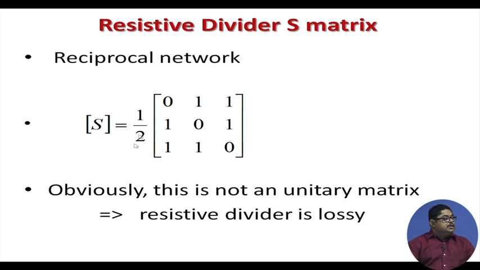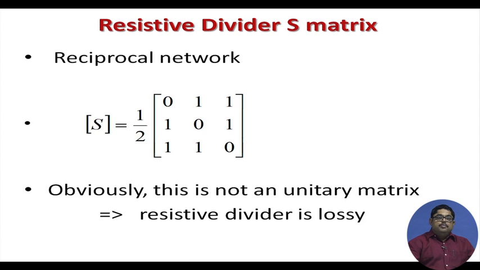Now, we can write like this from all that knowledge. Obviously, this is a lossy device, that means power will be lost inside the resistive divider also. And obviously, this is not a unitary matrix because this is a lossy device. So, you do not have unitary, do not try to find the unitary property here. 1 square plus 1 square, that is 2, not equal to 1, or 1 into 1 star is not 0, that will be 1 into 1, so 1. So, you see it is not satisfying the unitary property. So, the resistive divider is one such example.